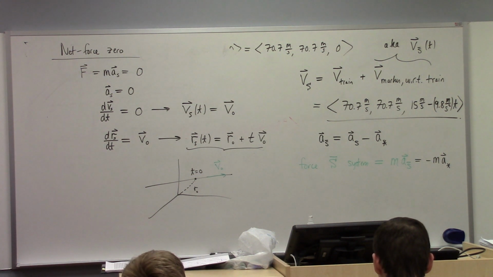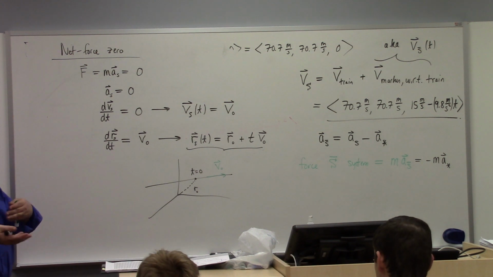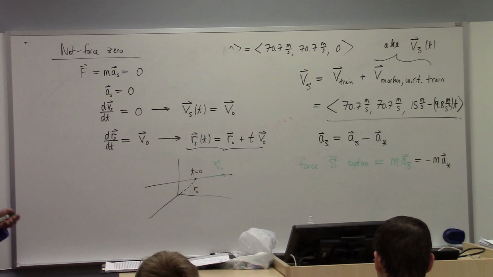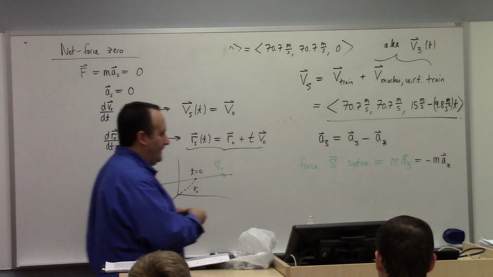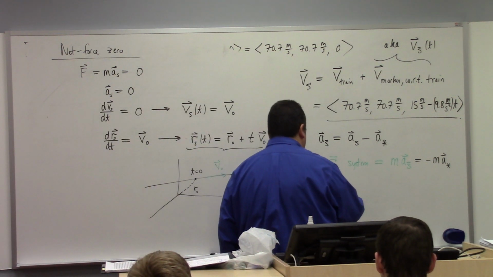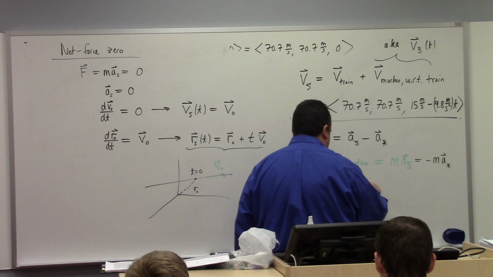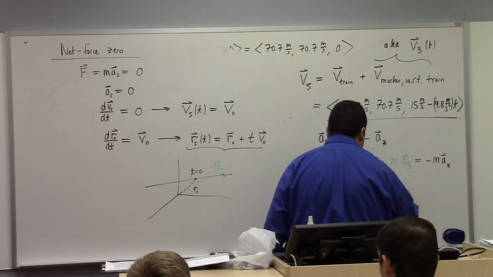Yeah? So if we want the net force to be 0 in one frame to imply the net force is 0 in another frame, what do we need to assume about these frames of reference? What has to be true about the a sub star? So we need a sub star equals 0.